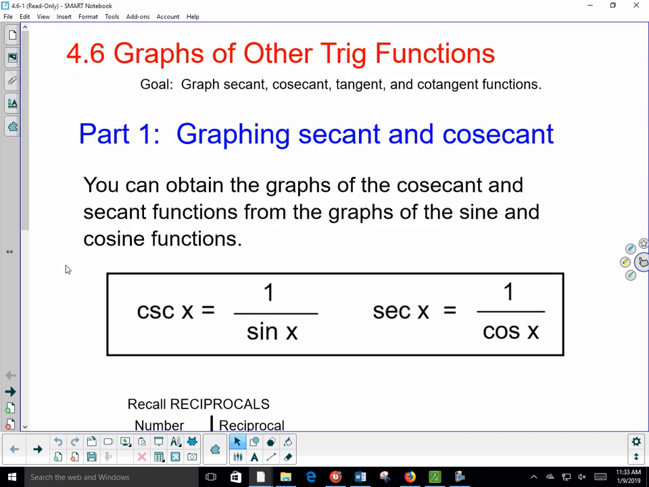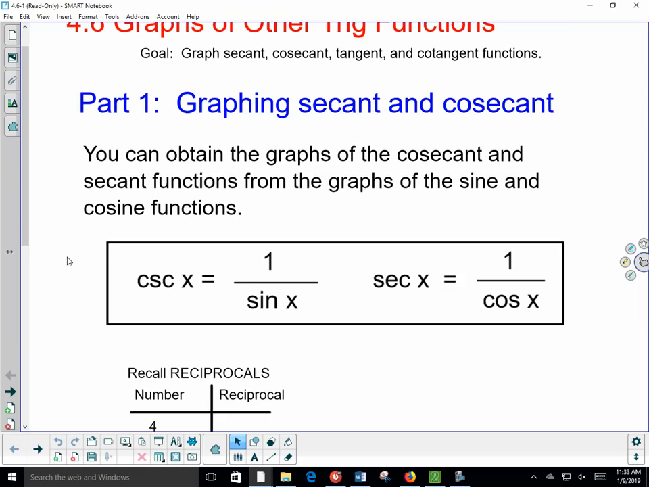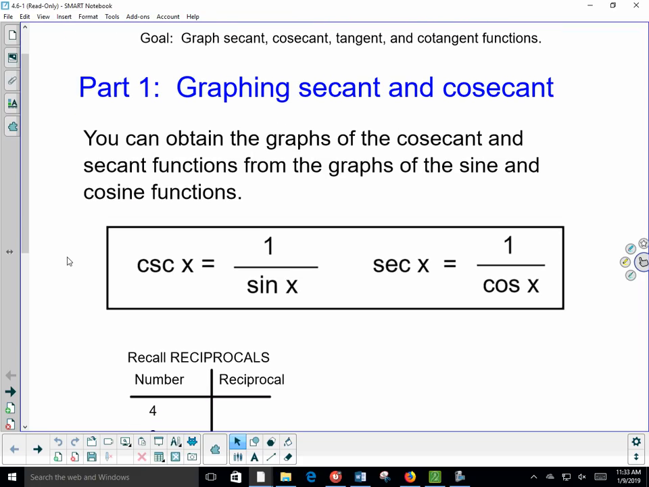We are looking at section 4.6, graphs of other trig functions. Your goal in this section is to graph secant functions, cosecant functions, tangent, and cotangent functions. So there's the other four trig functions that we're going to work on in this section. And today we're only going to look at what I'm calling part one, which is just graphing secant and cosecant functions. You are going to all be experts at this because you're getting to be very good at graphing cosine and sine functions, and they are very closely related, as you will see.